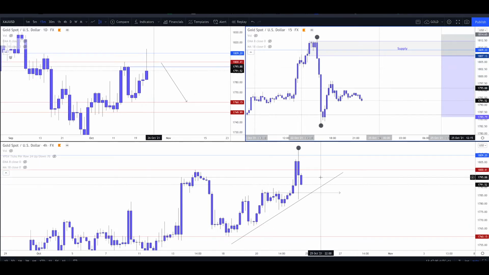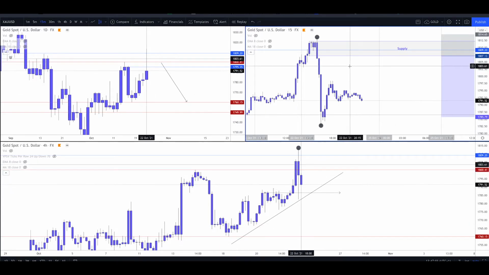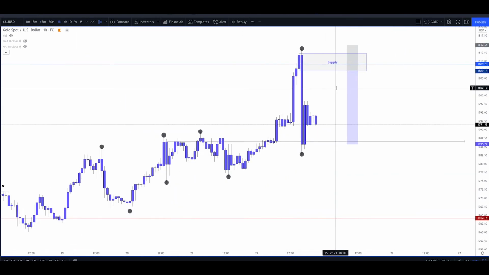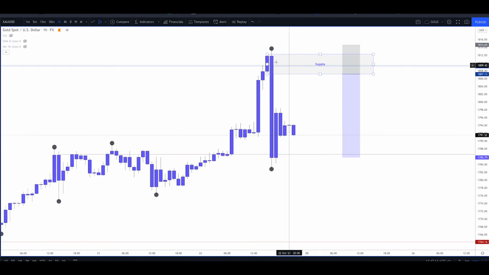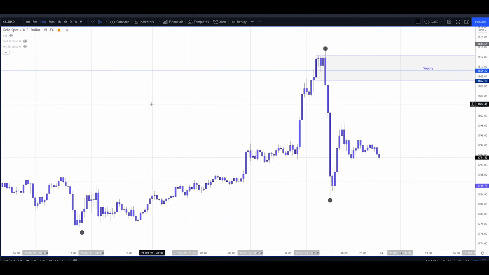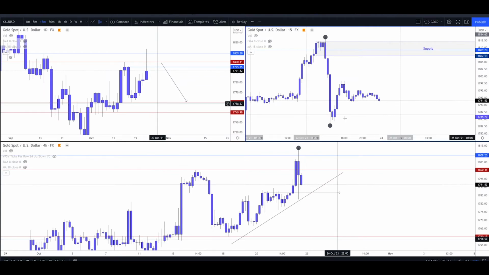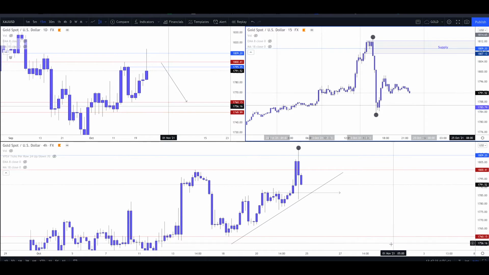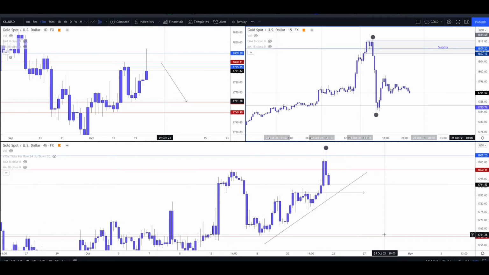and we have an uptrend. But what I can see on the 15-minute is that we have a break of structure with a massive move to the downside. And as we can see, we have a 1-hour supply over here. So my bias for gold as of right now is to the downside. I think gold will be rolling over to 1760. And that's what I'm going to journal as of right now. Let's head into Notion.